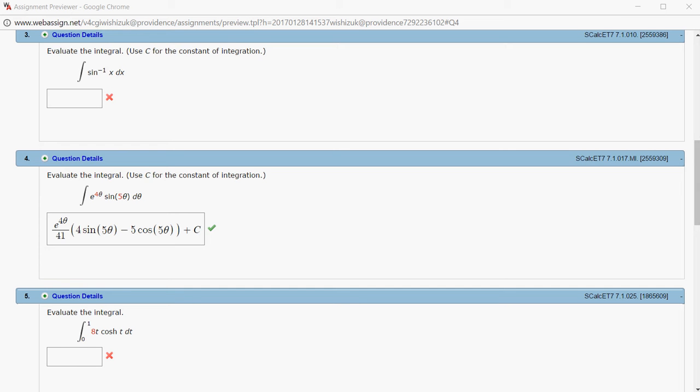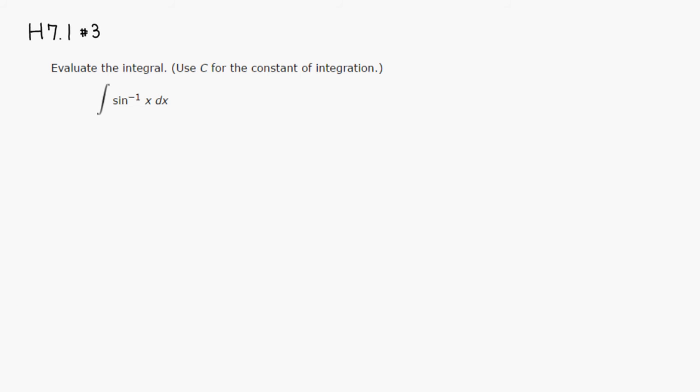Alright, let's look at the homework 7.1, problem number 3. Let's find the integral here. Since there's only one thing, I'm going to squeeze a 1 in there. So I'm going to do the multiply by 1 trick. Then take the derivative of sine.